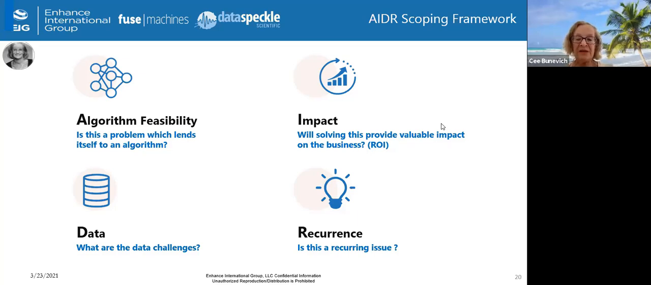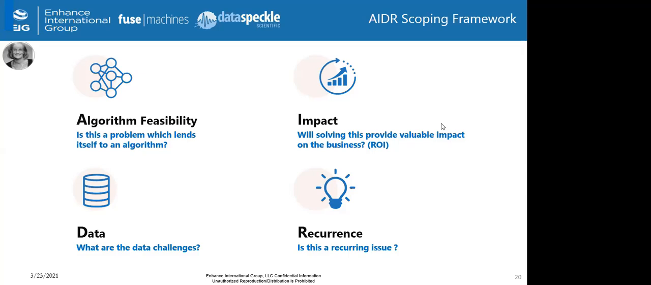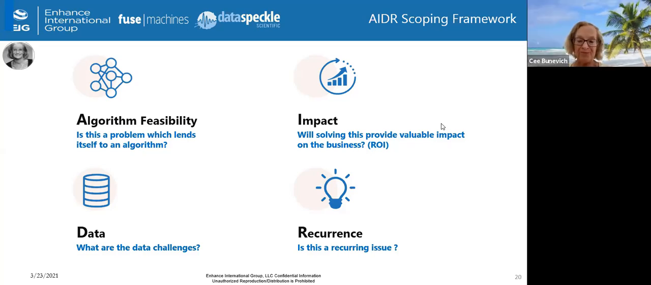And lastly, is this a recurring issue? Is there recurrence? Because ideally, when you're solving with AI, the system is collecting more and more data all the time. And then that data is going to be fed into your algorithm, and you are going to be getting better, more accurate results continuously. And that's the beauty of AI. It's looking forward, not backward.